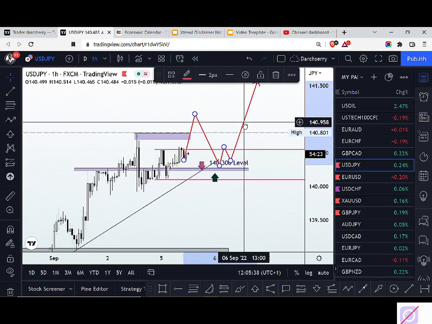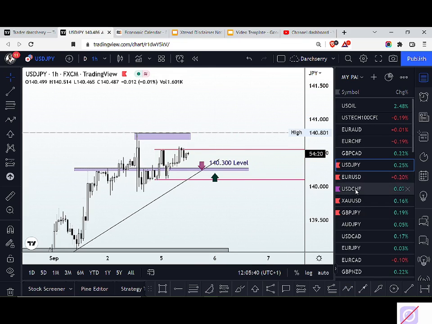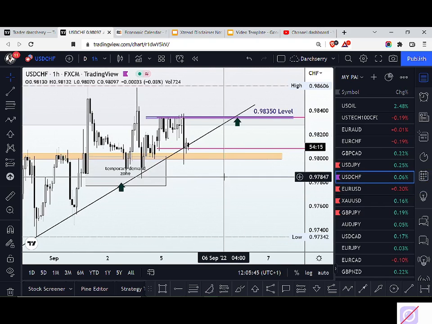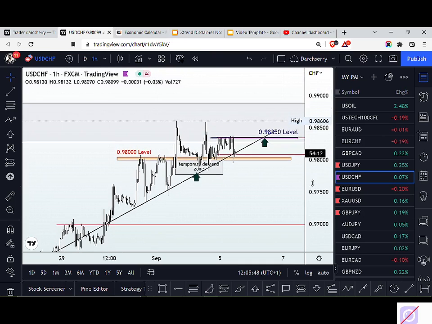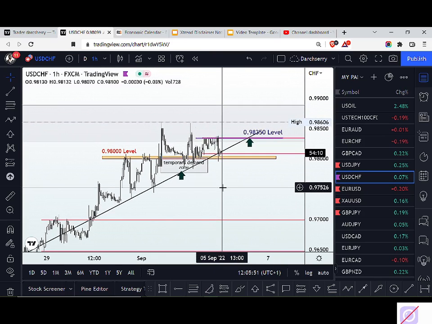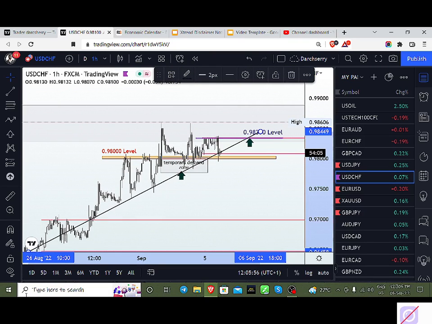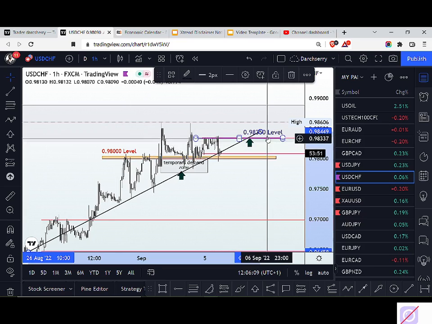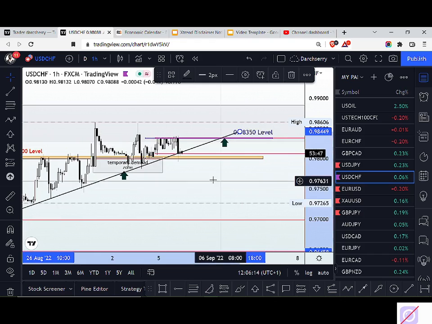Then we moved on to talk about the USD CHF, which was the last pair we deliberated on today. In the USD CHF, we have a similar situation to what we identified on the USD JPY. We had this temporary bullish trend line on the 1 hour time frame, and we had a couple of levels to guide our action. These levels are meant to make our job easier during the New York session today. We have one at the 0.9800 level, and then we have another one at the 0.98350 level.